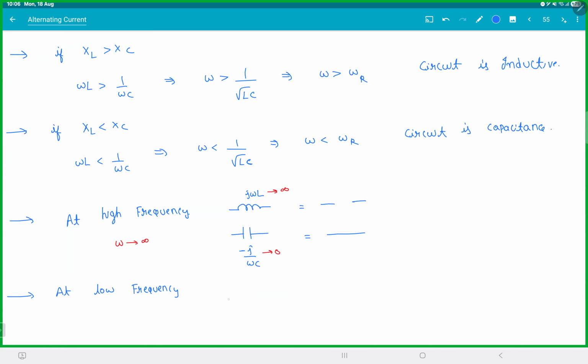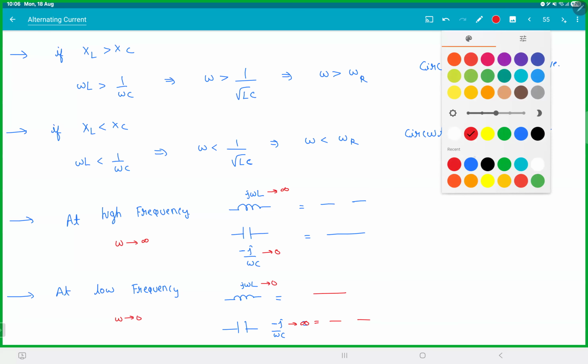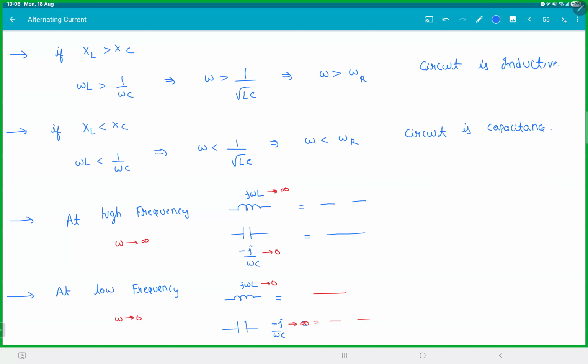Similarly, at low frequency, it will be reverse. This will be a wire and this will be an open circuit. So we can actually use a combination of these things to get a particular frequency.